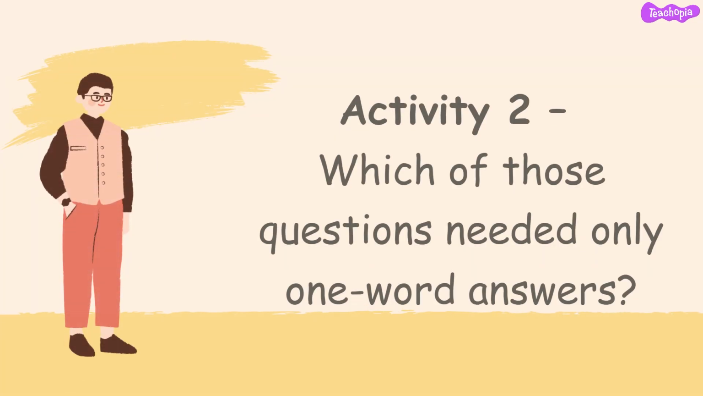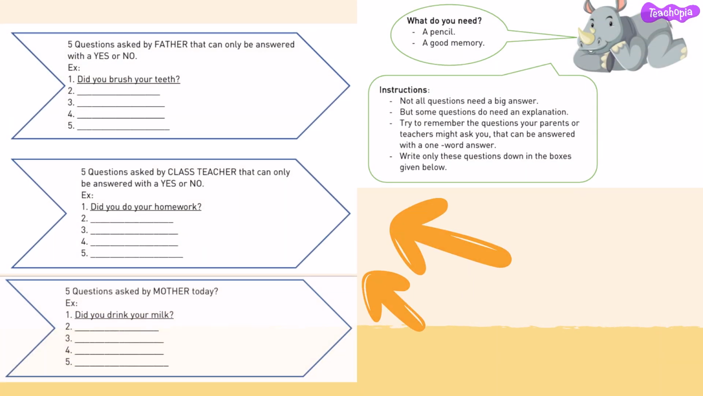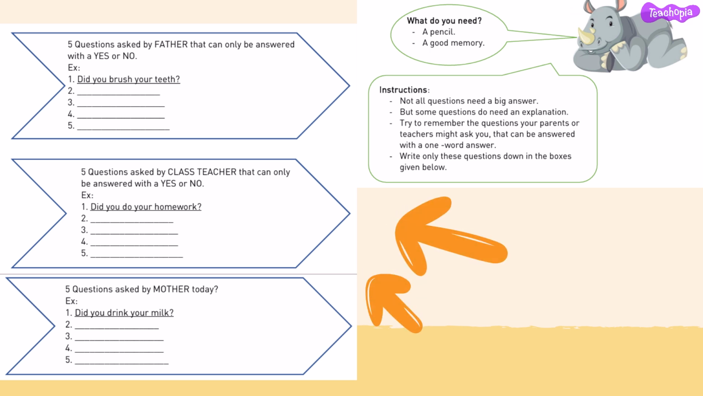Moving ahead, activity 2: which of those questions needed only one word answers? Now, first we teach our learners to frame questions, and next we are going to tell them to identify which of those questions needed only one word answer. For example, the child should have a very good memory when he or she is going to answer the questions.